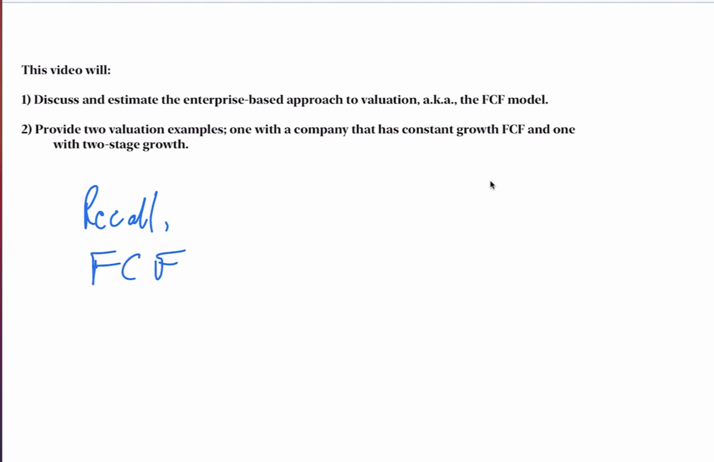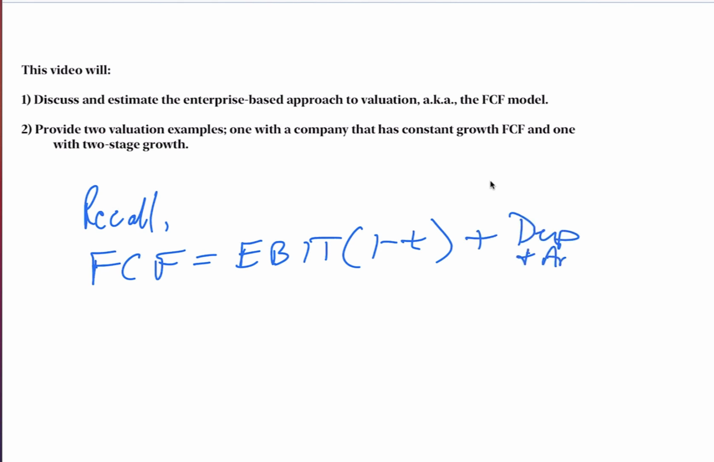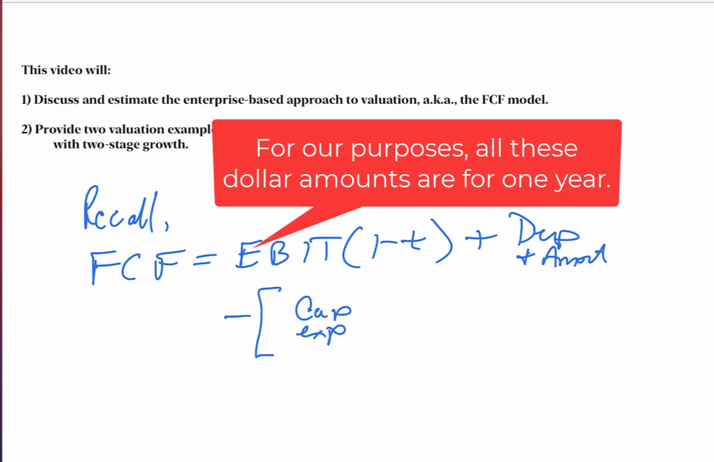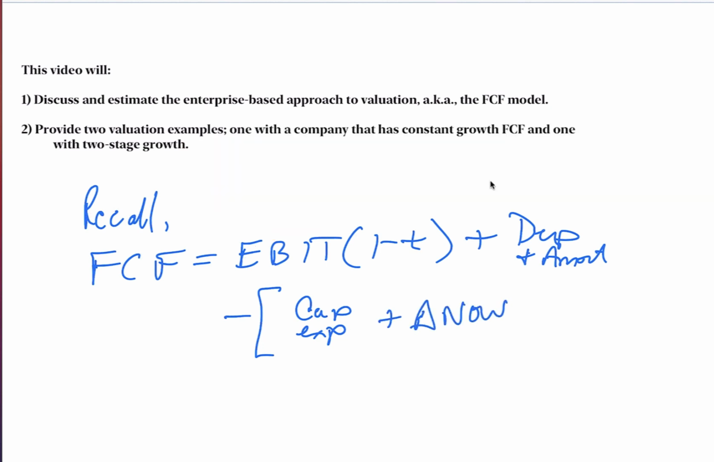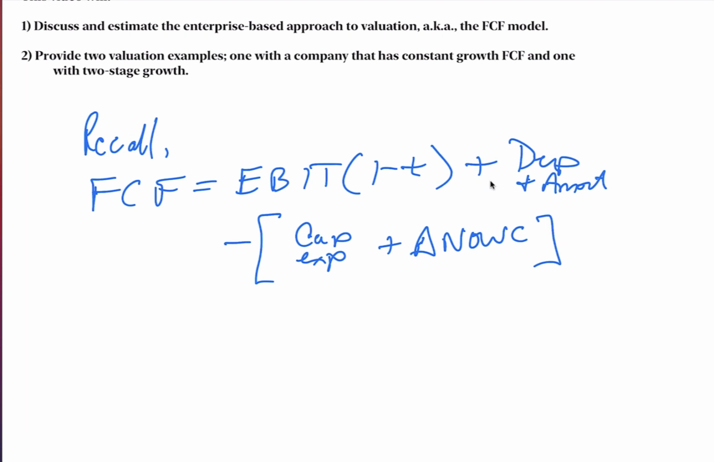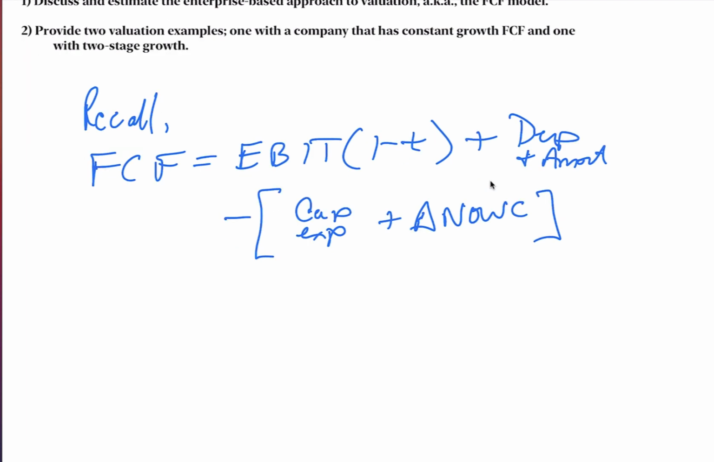Free cash flow in a formula is earnings before interest and taxes adjusted for taxes, plus depreciation and amortization, because that's a non-cash item that hits the income statement, minus CapEx, capital expenditures, and the change in net operating working capital. Now, let me go over each of these items.